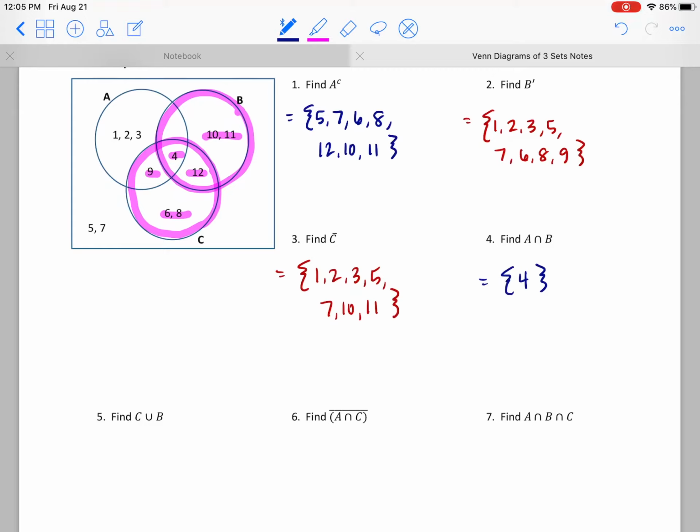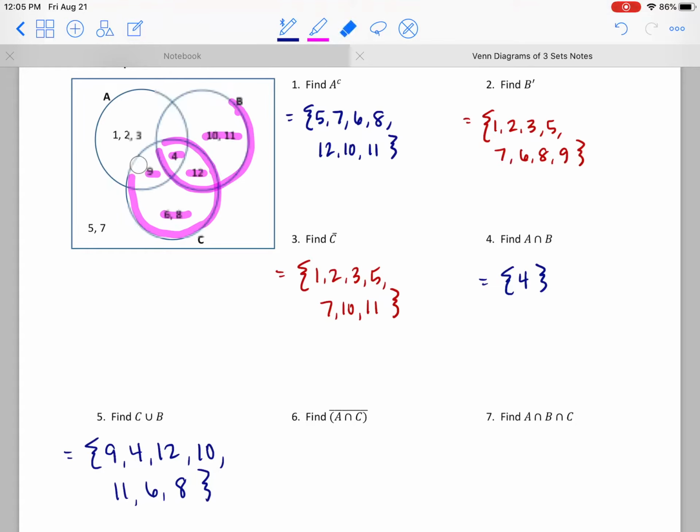So we are looking at, again, they don't have to be in order. We've got the 9, the 4, the 12, the 10, 11, 6, and 8. And if it's really bothering you that those aren't in order, like I said, not a big deal. Put them in order. Okay?